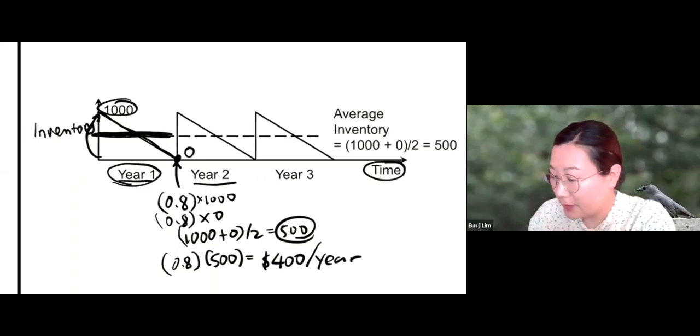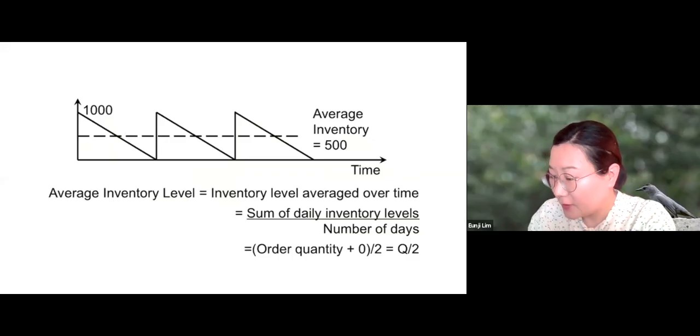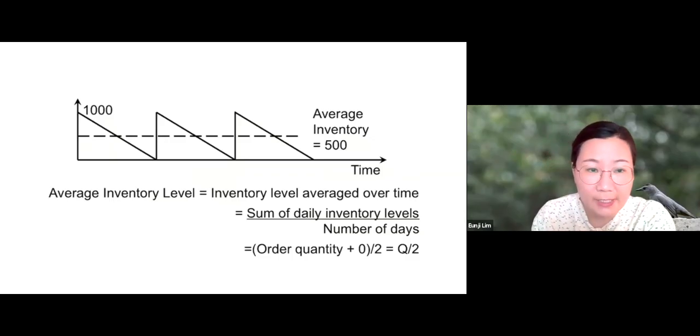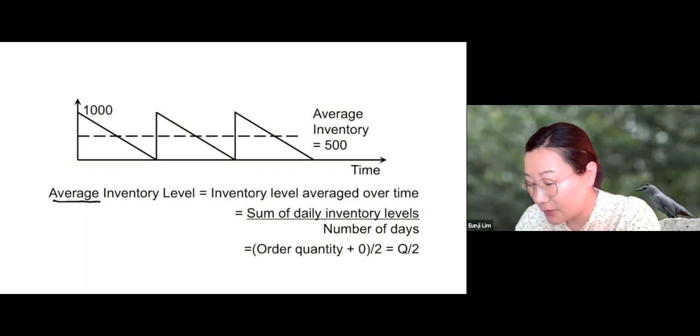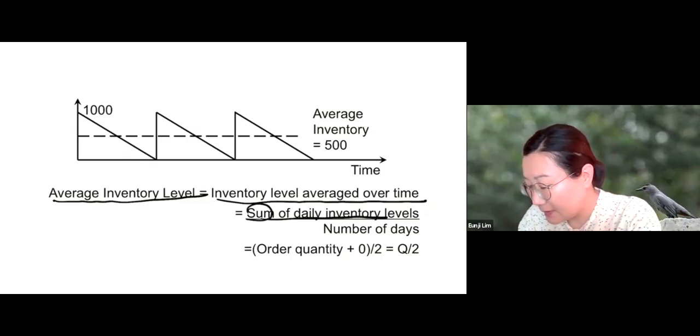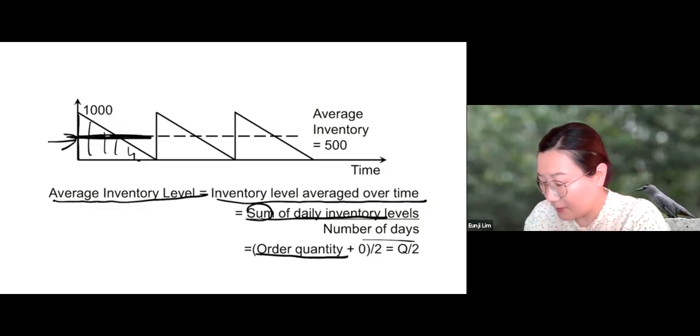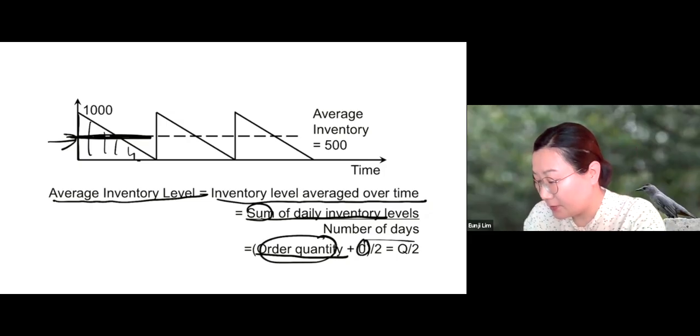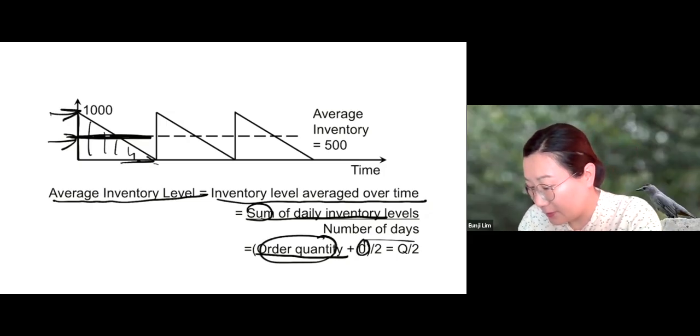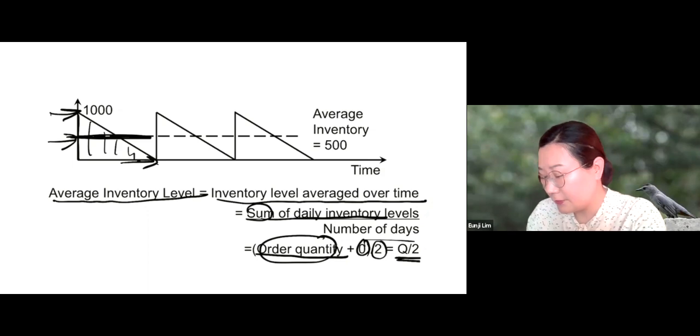Now let's look at the second case. Here, can you find the formula for the annual average inventory level? That's the inventory level averaged over time, and in practice, you compute this level as the sum of the daily inventory levels divided by the number of days, or in this case, we just take something in the middle. The order quantity plus 0, divided by 2, that's Q over 2.